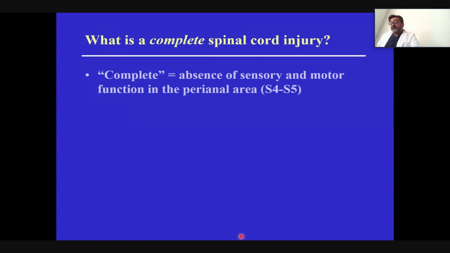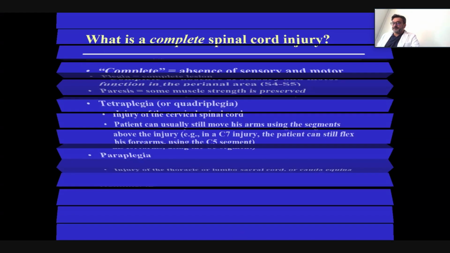If there is a complete transection of the spinal cord, there would be complete absence of sensory and motor function. And if you do a per rectal examination, you would find there is no anal reflex. There is a complete transection. All sensory and motor function in the perianal region would be lost.